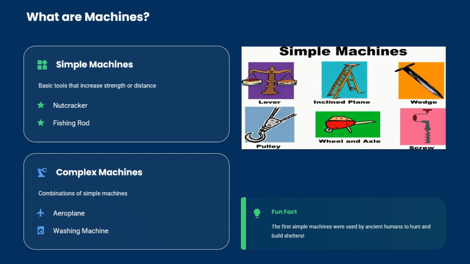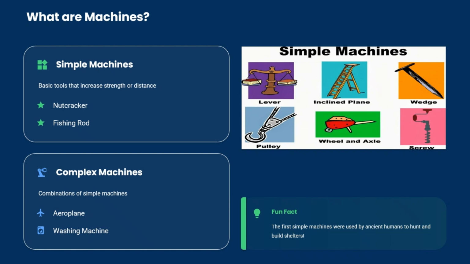For example, a nutcracker increases the force of our hand to crack a nut. A long fishing rod increases the distance our arm moves to cast a line. Now, what happens when we put these simple machines together? We get complex machines. These are the machines we see in our daily life that have many parts working together. Think about an aeroplane, a sewing machine, or a mixer grinder. They are all made of simple machines combined to do a specific job.